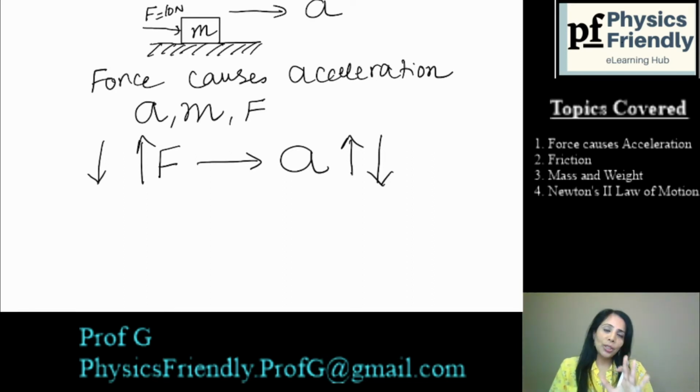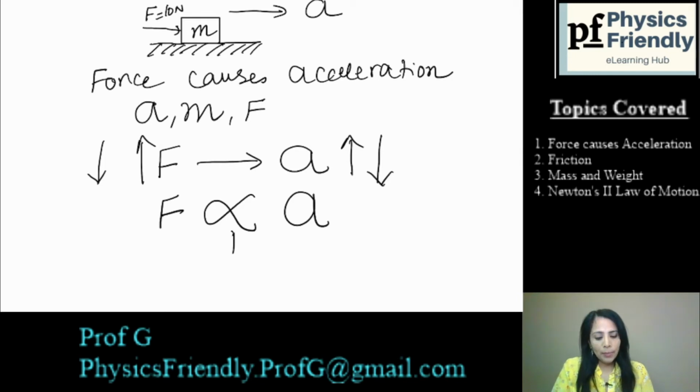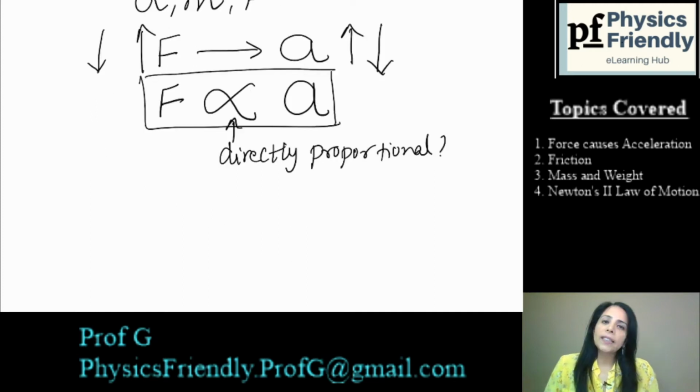So this relationship that we are talking about is called directly proportional. So we say force is directly proportional to the acceleration of an object. This symbol that we have is called directly proportional. This is a proportionality expression.